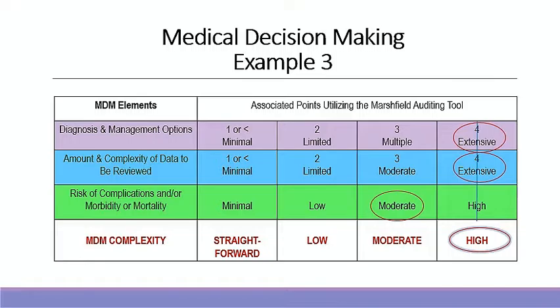In this example, we again have 2 of the 3 elements that align in the same column, and our medical decision-making would be high. It is important for providers to remember that high risk is not necessarily needed to obtain high medical decision-making if the work has been performed in the other 2 elements.